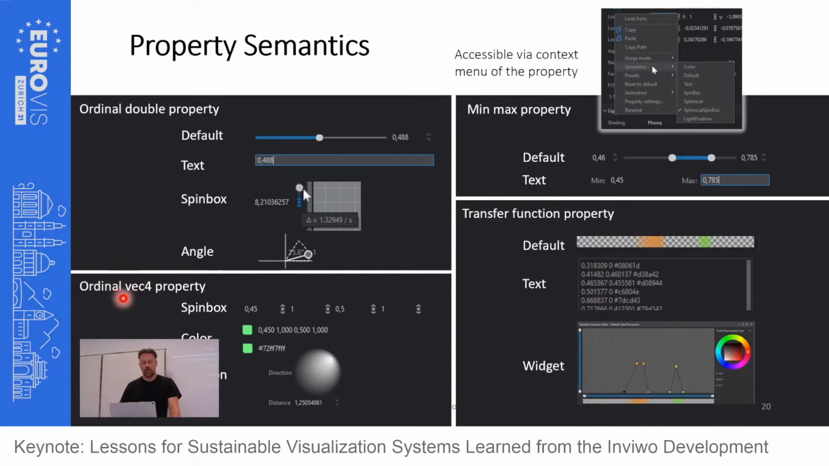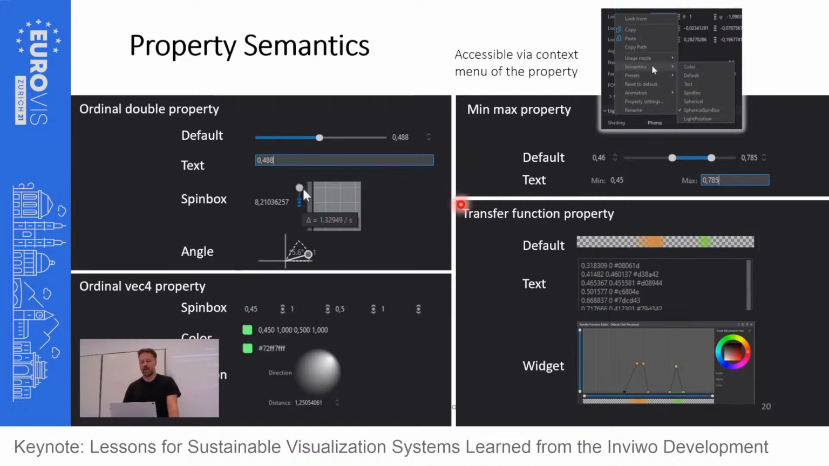If you look at a vec4 property, the default is a spin box, but you could also say vec4 is a color, which is very common in visualization. Then you may want individual float values, or you might want a hex encoding. Or you might say my vec4 is actually a position, and then we have a direction and a distance. This could, for instance, represent a light source.